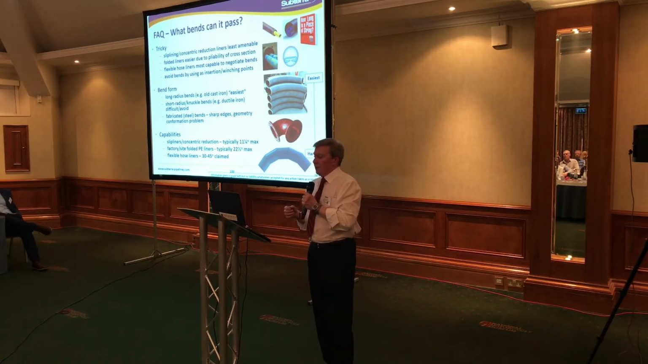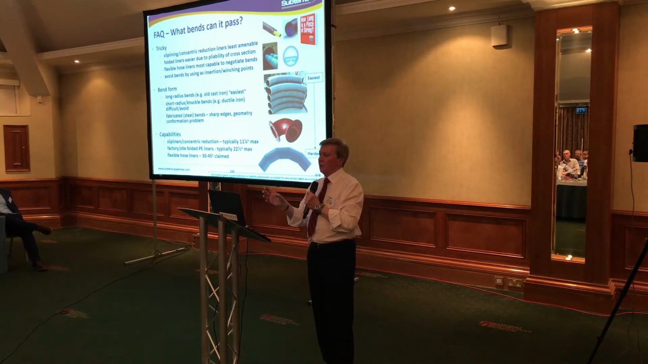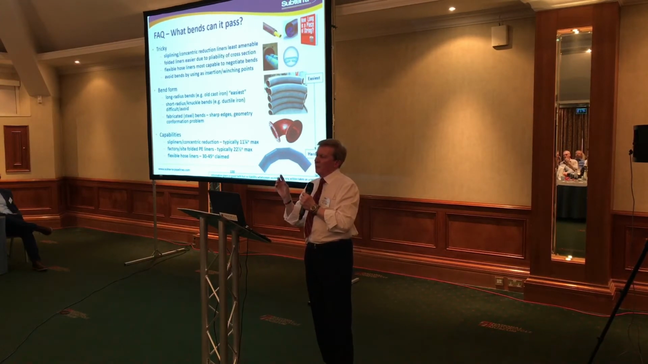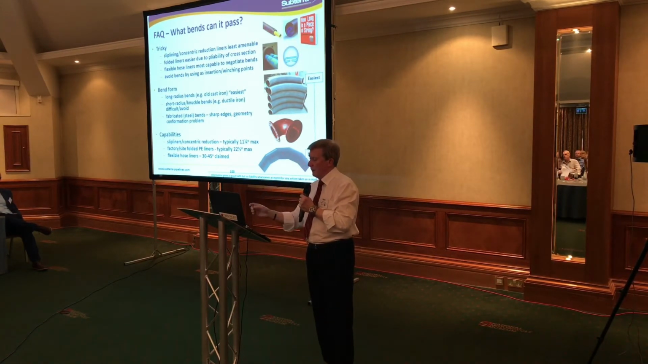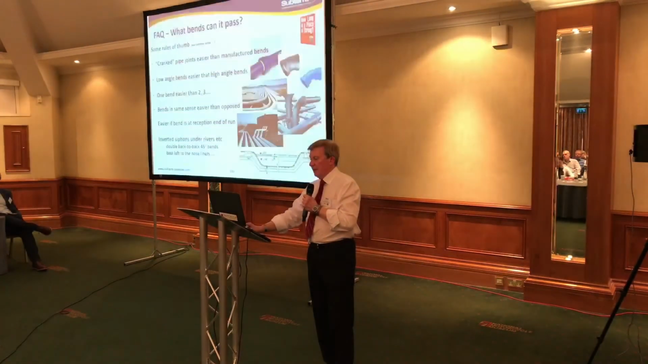Without prejudice, the capabilities: you could probably say slip liners and concentric reduction liners can get round bends of about 11¼ degrees. Folded liners, and that's long radius bends, same for factory and site folded PE liners, typically 22½ degree bends, but we're talking about long radius bends. And the flexible hose liners up to 45 degrees has been claimed.